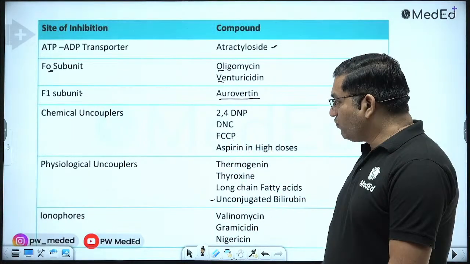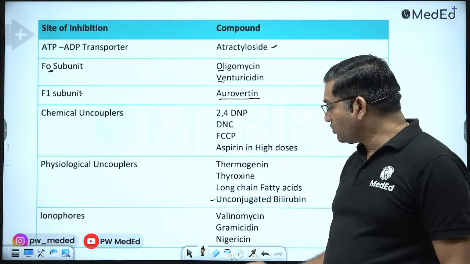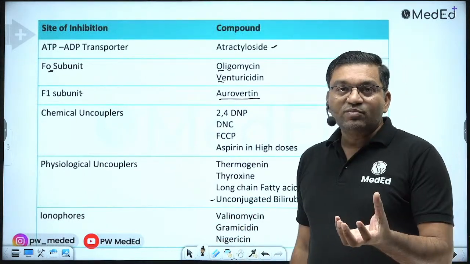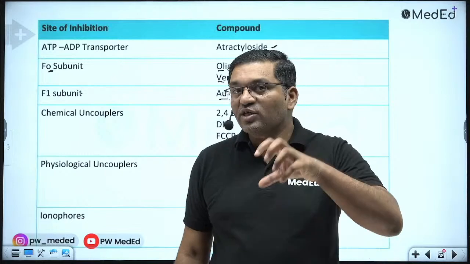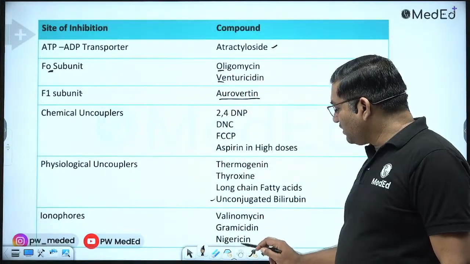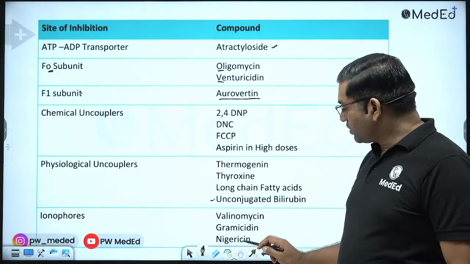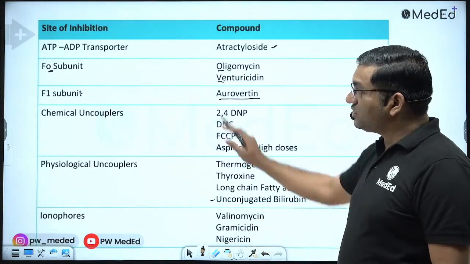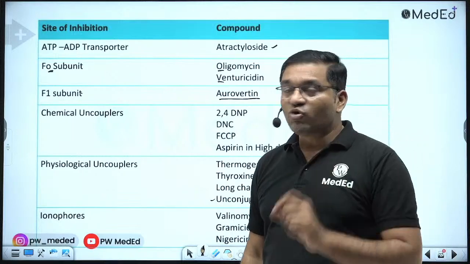And these are the ionophores, potassium ionophores. They increase the movement of potassium ions, so they disrupt the proton gradient across the membrane. That includes valinomycin, gramicidin, and nigericin. Valinomycin, gramicidin, and nigericin. This table is very, very important to remember.